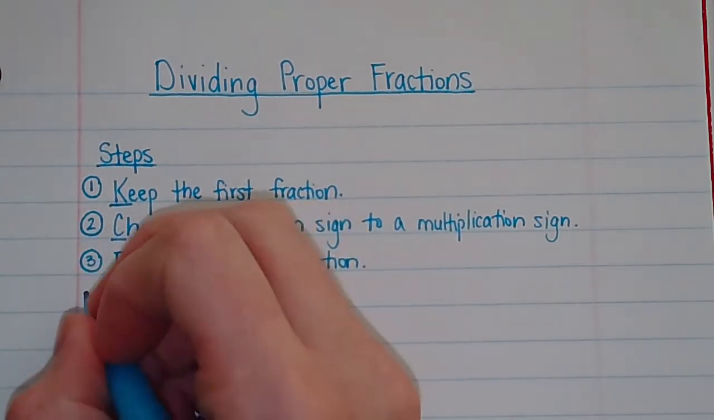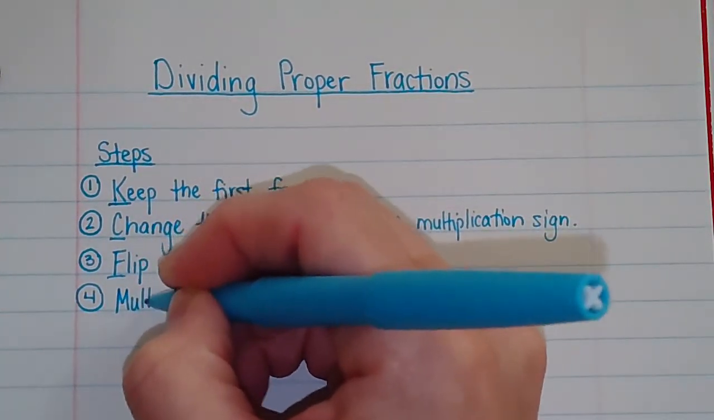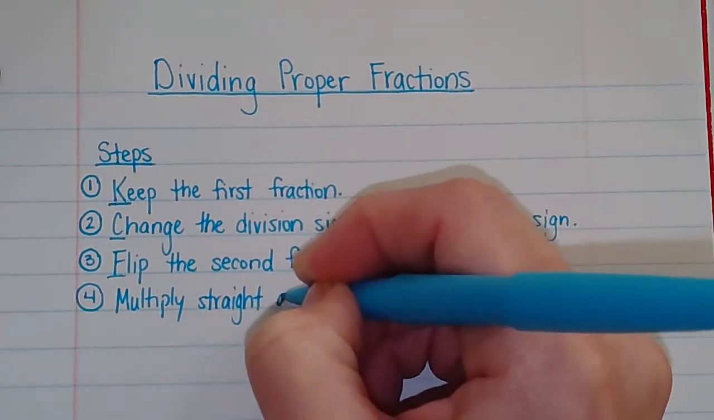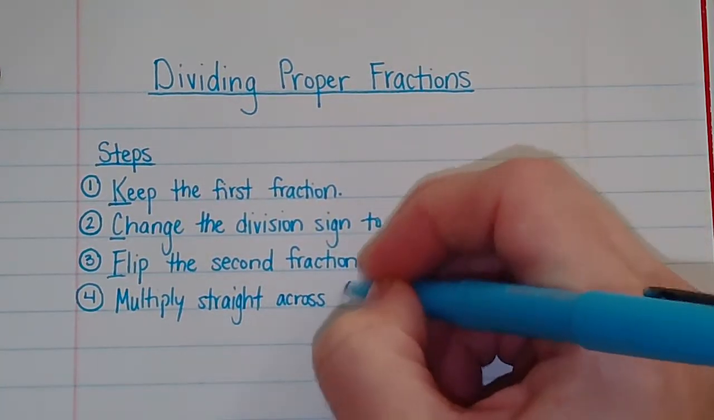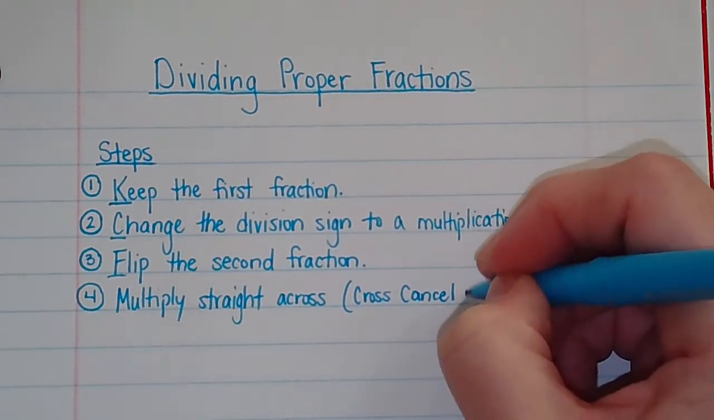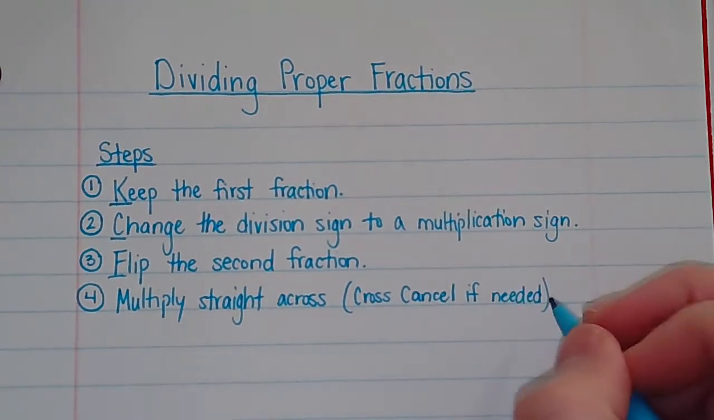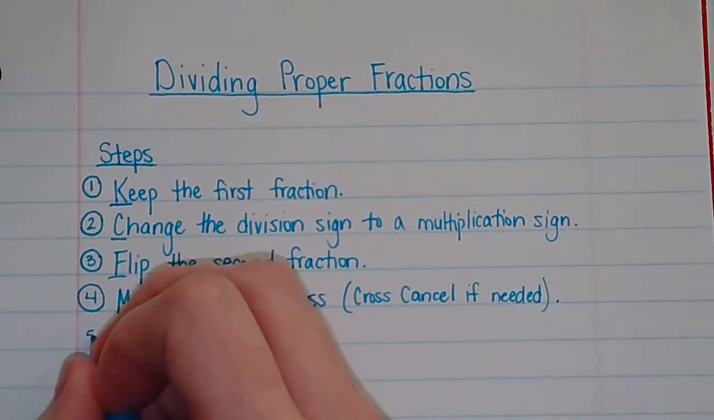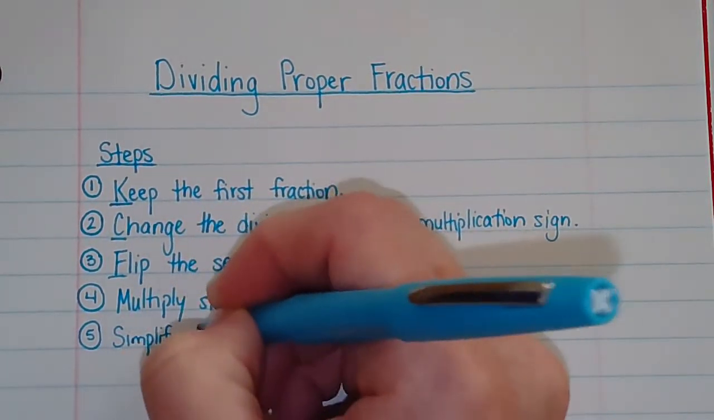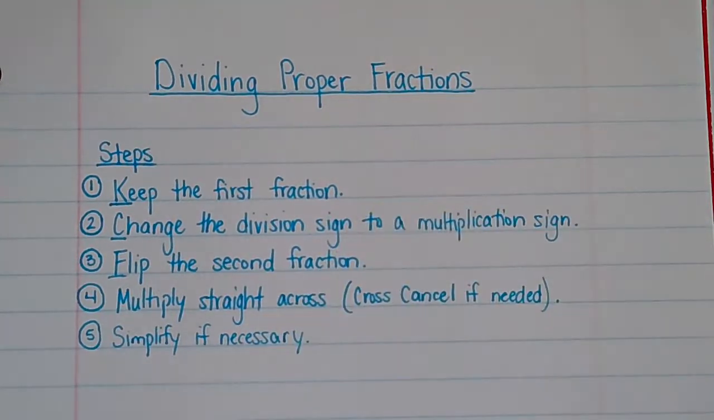Then I lied, you have more than three, but those are the main three. So then you multiply straight across like we've been doing. You can cross cancel if needed. Once again, cross canceling is not mandatory. It's just there if you want to use it. And then obviously the last thing any time you're working with fractions is simplify if necessary. Because obviously sometimes you don't need to simplify. As simplified as you get.